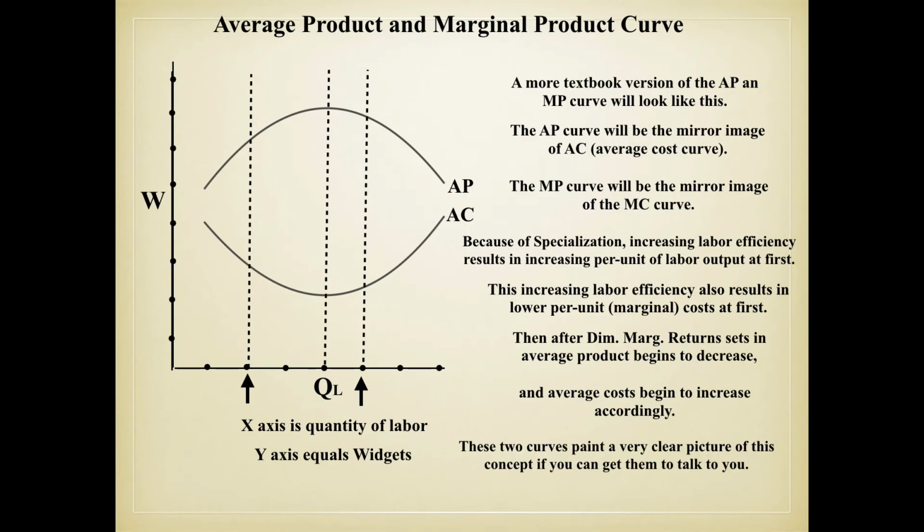These two curves paint a very clear picture of this concept if you can get them to talk to you. The average product curve is increasing at first and then decreasing. The average costs are decreasing, which is a good thing, and then increasing in accordance with how the average product curve is working.